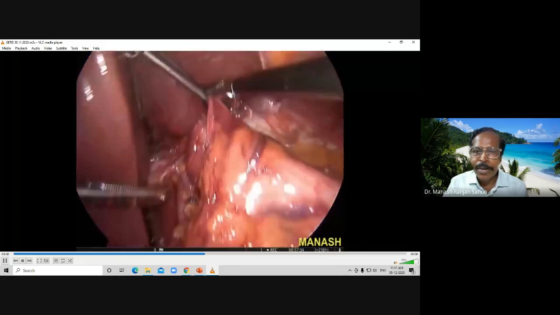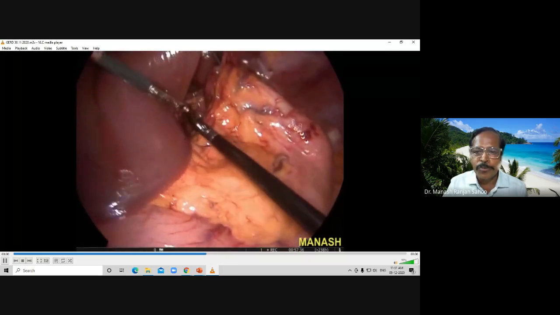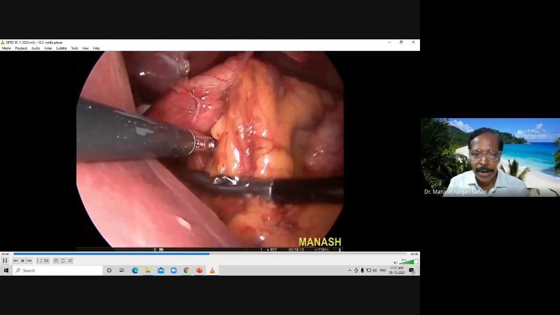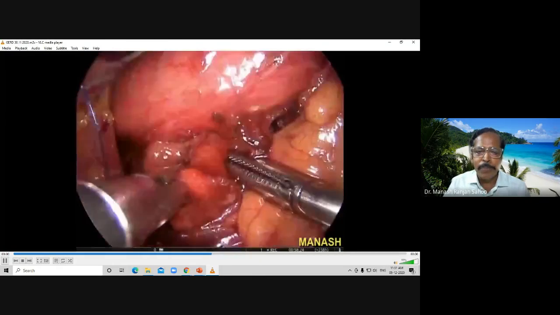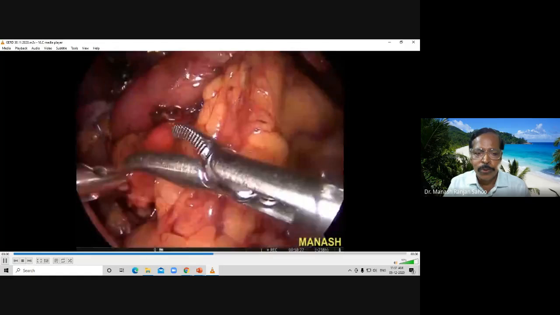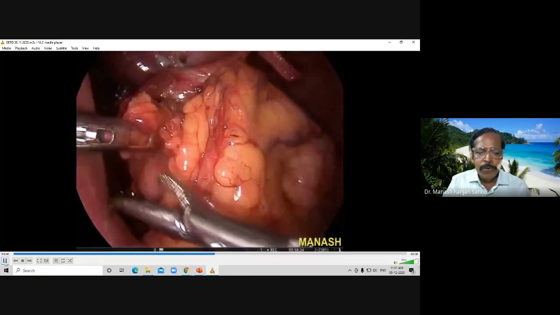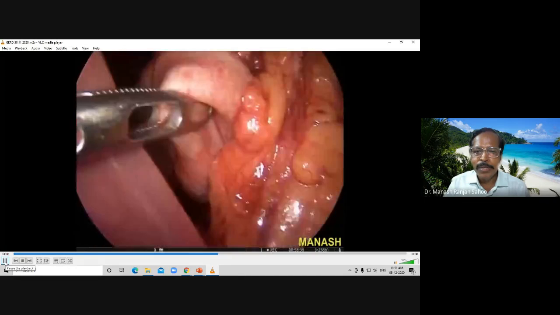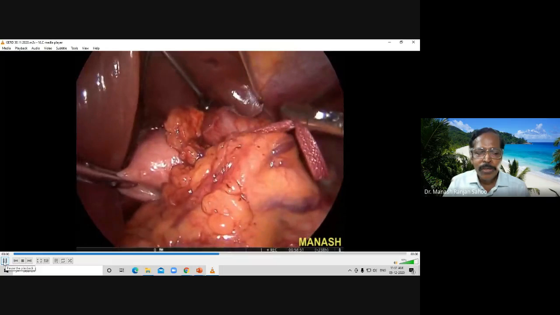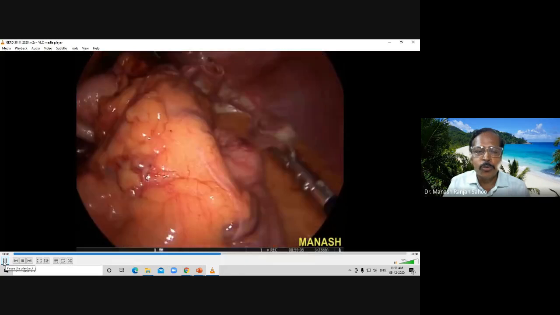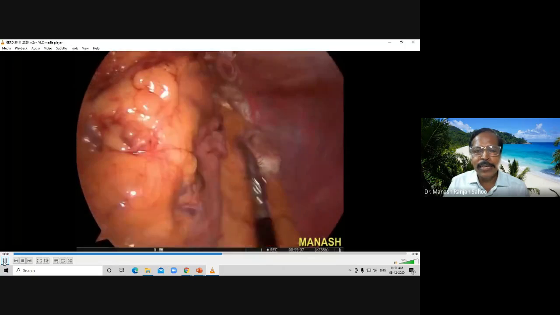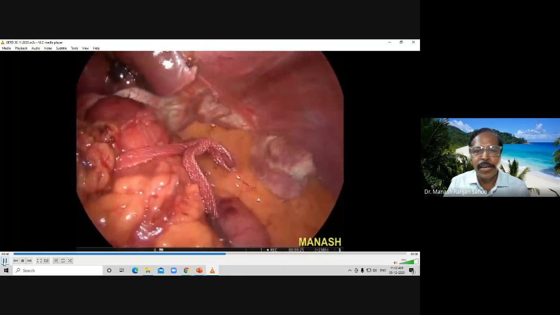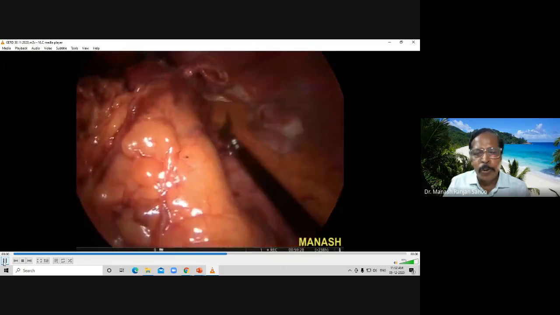So after a cruropexy is done, the next step of the procedure is mobilizing the fundus. Mobilizing the fundus from the left to the right, behind the esophagus in the retroesophageal window. So once you have brought the mobilized floppy fundus to the right side through the retroesophageal window, the next step of the procedure is to do a Su-sign maneuver, just to assess that you have mobilized the fundus well enough so that while you go for a 360-degree Nissen's fundoplication, it is not going to be tight.